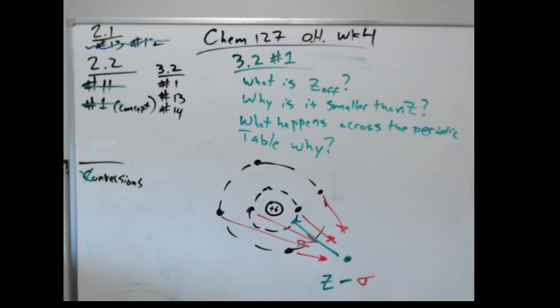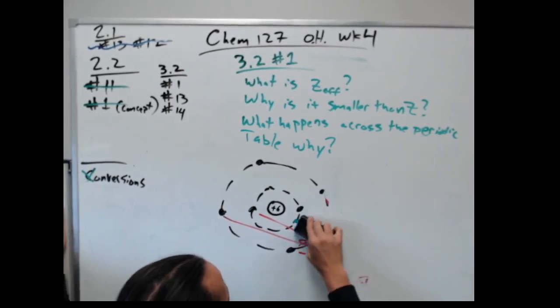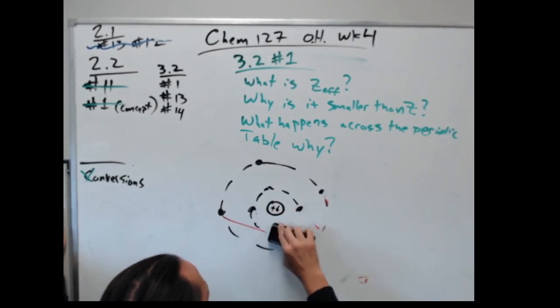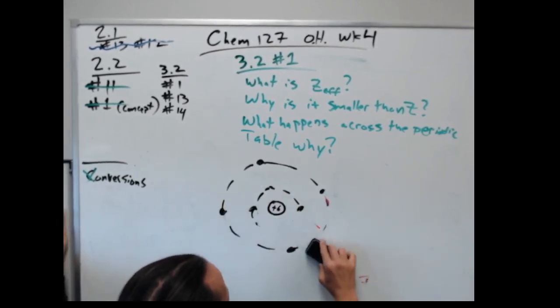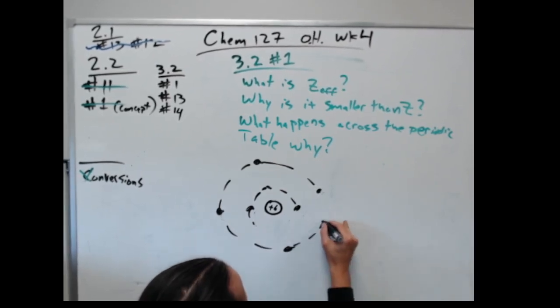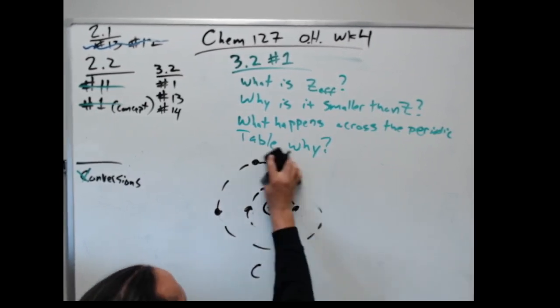Now, what happens as we go across the periodic table? Let me erase this a little bit, get rid of our first conceptual idea, and get back to carbon. Okay, so here's carbon. I'm going to draw a couple different things. I'm going to have to draw it smaller so I have space.